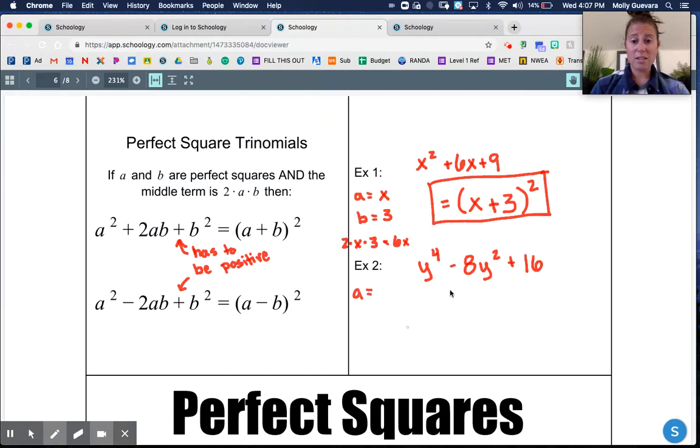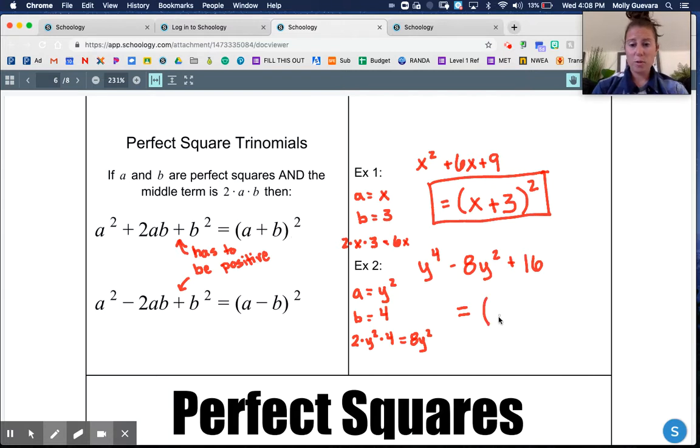So a is the square root of the first term, which is y squared. B is the square root of the last term, which is 4. And if I do 2 times y squared times 4, I get 8y squared, which is my middle term. So we're good. So this is a perfect square. So I'm going to follow along in the pattern. However, because the 8 is negative, this time I'm using the bottom one. The only difference is that it's going to be a minus b instead of a plus b.